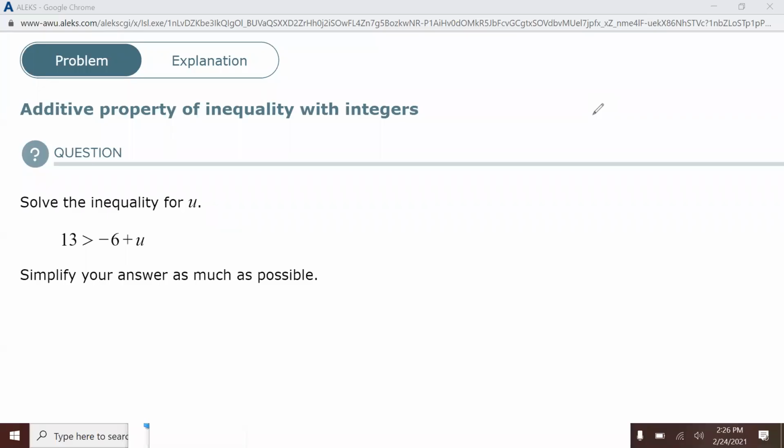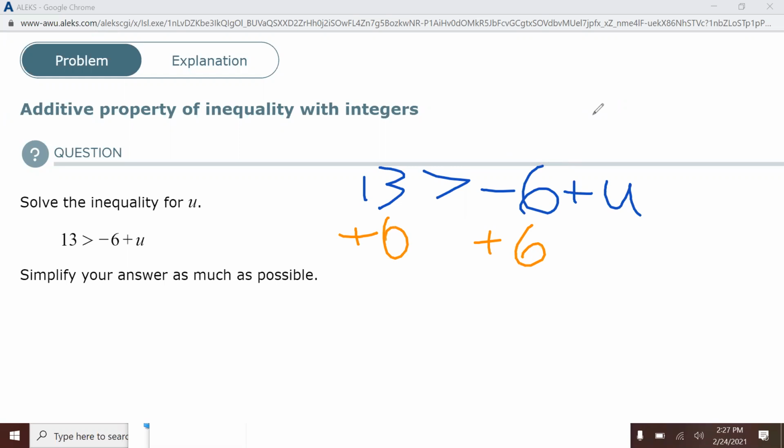Now we isolate u. So u is on the right side of the inequality, and to make it so it is alone, I must move the -6 away from it. Therefore, I will add 6 to both sides of the inequality, which yields 19 is greater than u.